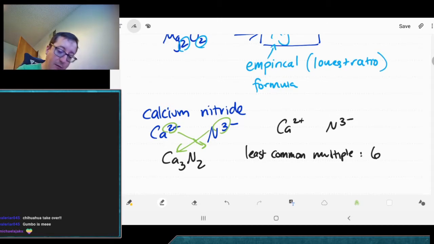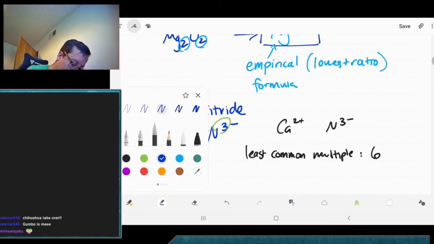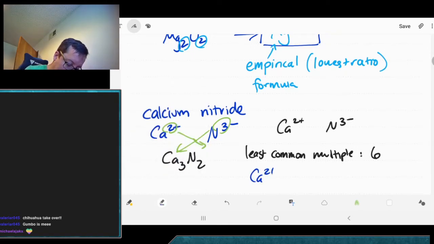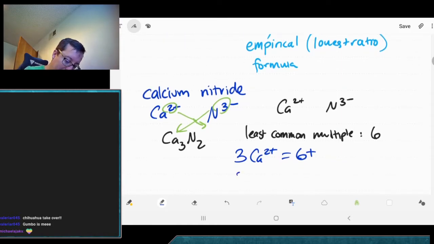The least common multiple of 2 and 3 is 6, right? The smallest number that's divisible by both of them. And so we'll say, okay, well, we need both of these to be 6 to balance out. So if we have Ca2 plus, we're going to need 3 of those to be 6. And we're going to need 2 of the nitrogens to be 6. And so we're going to put those then as the subscripts. And then we'll end up getting our formula that way.